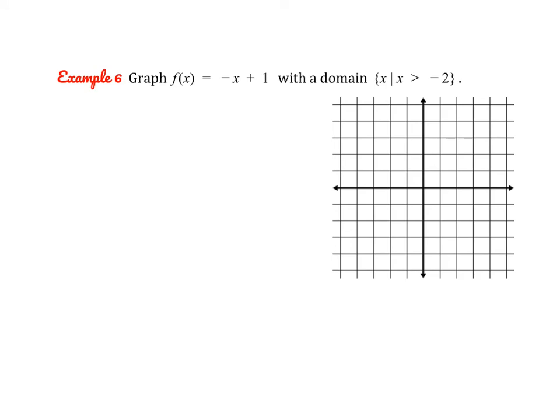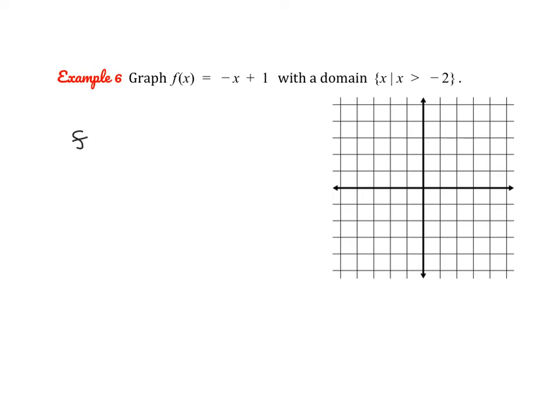All right, let's try one more together. So here we have the linear function f of x equals negative x plus 1. And they'd like us to graph it with the domain of x such that x is greater than negative 2. So it's everything negative 2 and bigger. So let's start by finding that lower boundary. Let's see where we can start here.